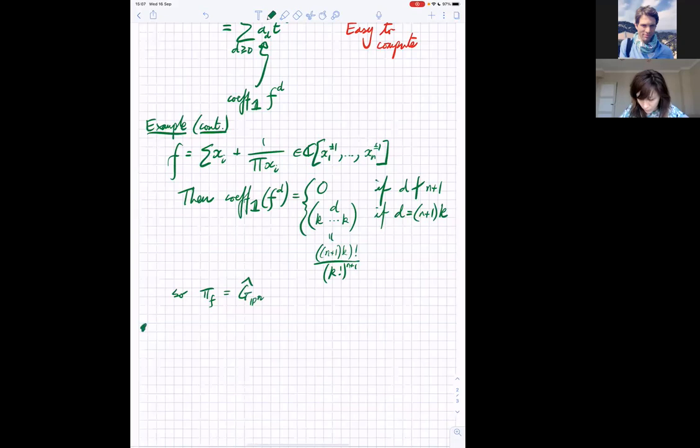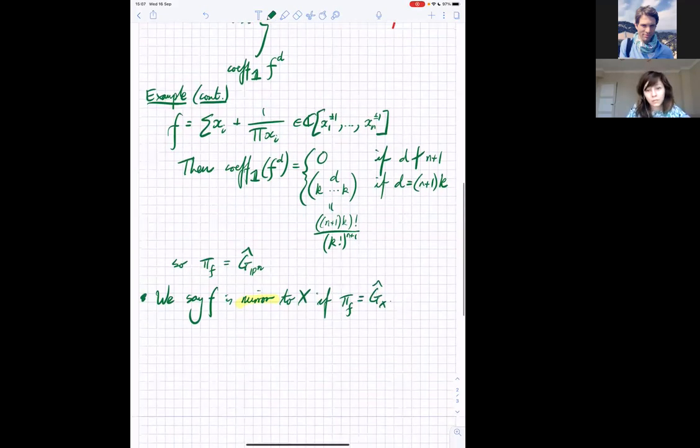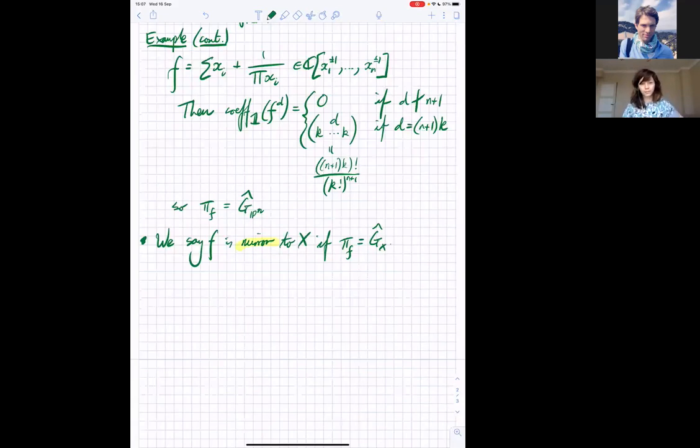Okay, so that motivates the following. So we say F is mirror to our Fano X when this holds. And our hope is that it's possible to classify the F's, and this is going to be easier than classifying the X's. Okay, so that's our hope.